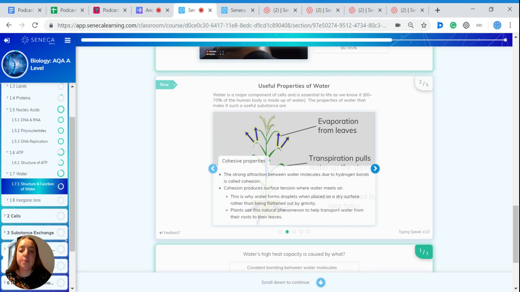The strong attraction between water molecules due to hydrogen bonds is called cohesion. Cohesion produces surface tension where water meets air. This is why water forms droplets when placed on a dry surface, rather than being flattened out by gravity. Plants use this natural phenomenon to help transport water from their roots to their leaves.